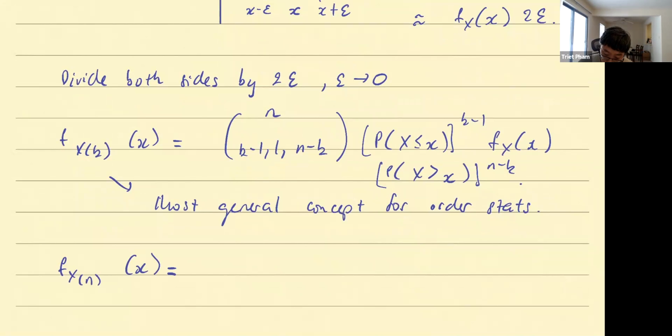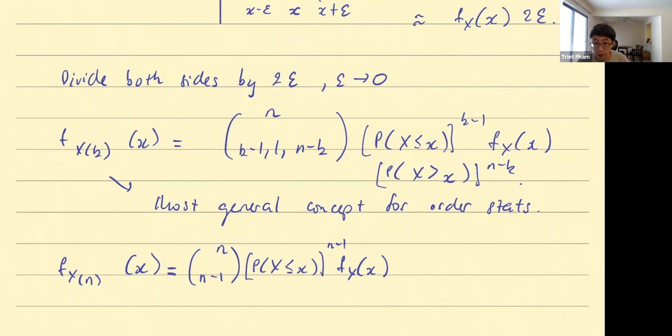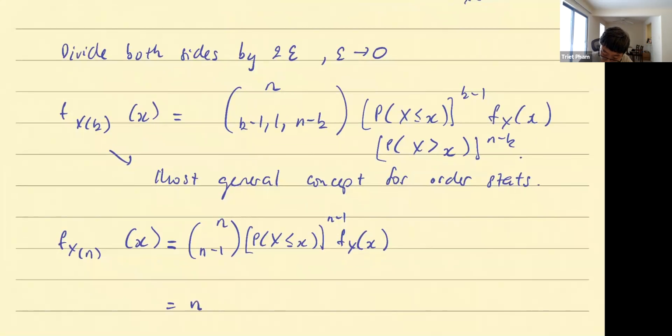So what does the logic say? The logic says that you must have one value at around the exit, and you must have n minus one values less than that. And then how many ways can this happen? This clearly can only happen in an n choose n minus one way, because you choose n minus one values to be less than that, which is exactly n times the probability x less than or equal to x raised to n minus one.